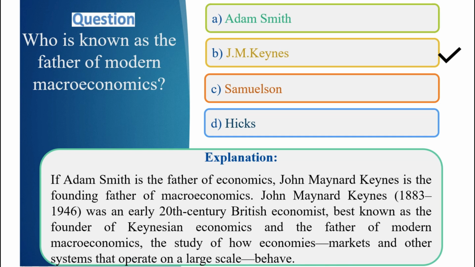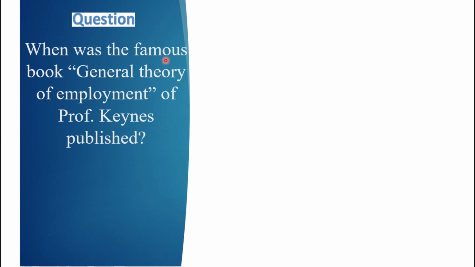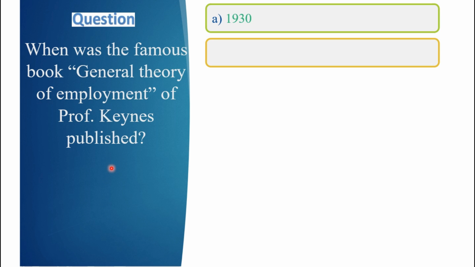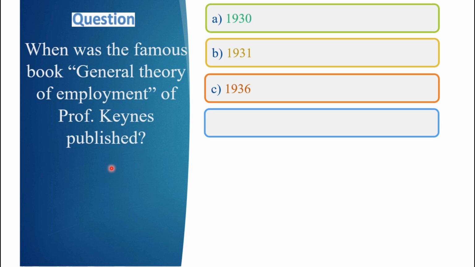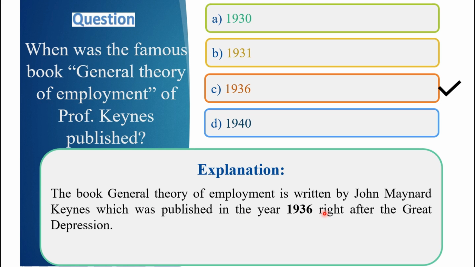Okay, so our next question is: when was the famous book General Theory of Employment of Professor Keynes published? And the options are: option number 1, 1930, option number 2, 1931, option number 3, 1936, and option number D, 1940. And the correct answer for this question is option number C, 1936. The book General Theory of Employment is written by John Maynard Keynes, which was published in the year 1936, right after the Great Depression.